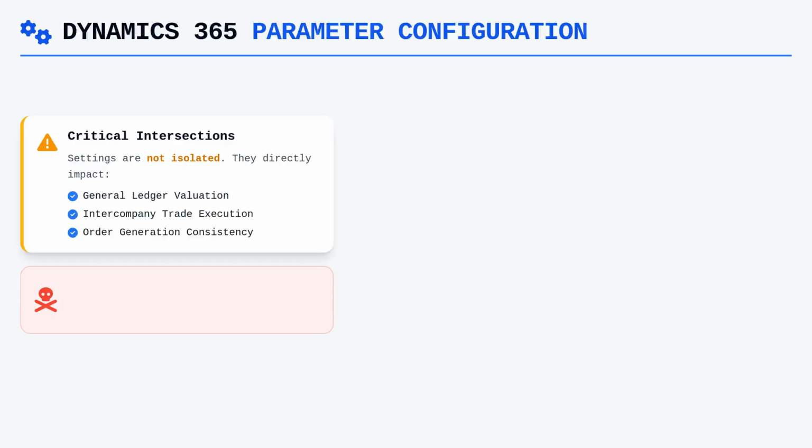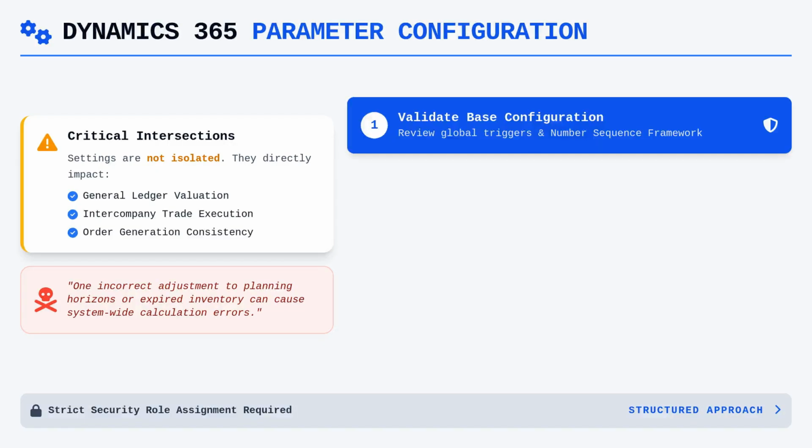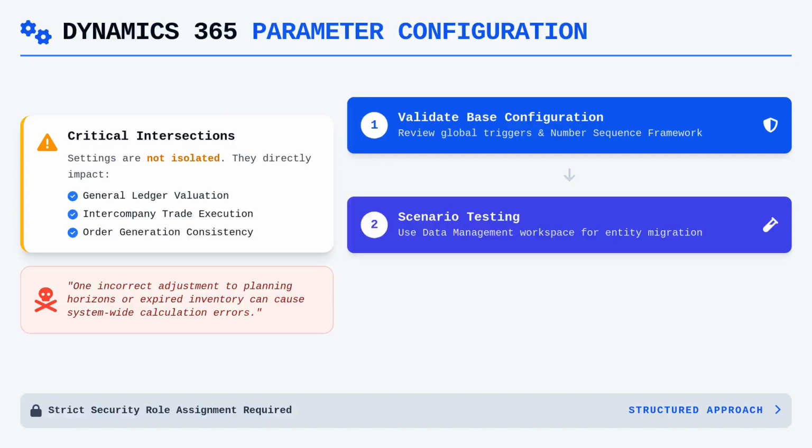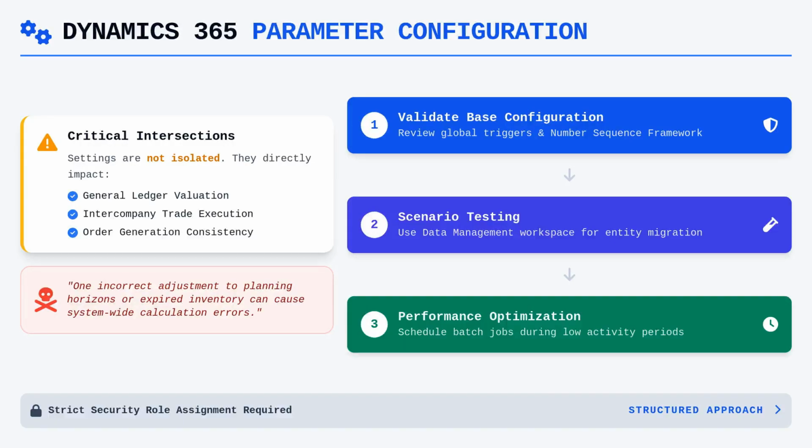Moreover, administrators must pay close attention to the number sequence framework and the security role assignments that govern who has the authority to modify these global triggers. A single incorrect adjustment to a parameter relating to the planning horizon or the inclusion of expired inventory can result in massive system-wide calculation errors that are frustrating to deconstruct later. This is why we advocate for a structured approach. Validate your base configuration. Test against specific demand scenarios using the data management workspace to migrate data entities, and ensure that your batch jobs are scheduled during periods of low activity to prevent performance degradation.